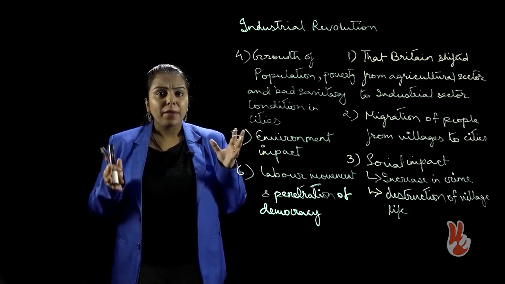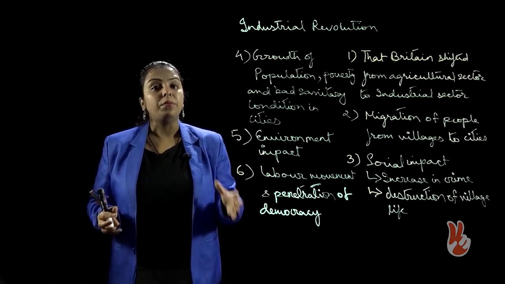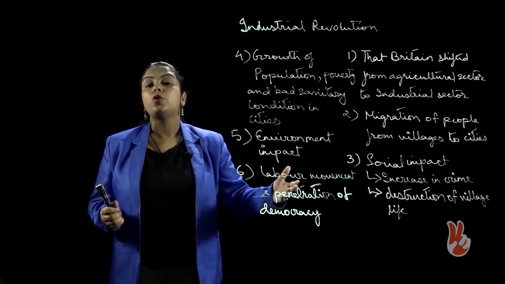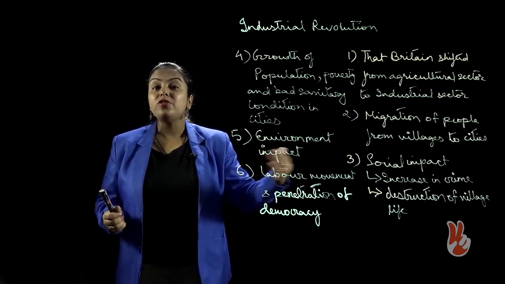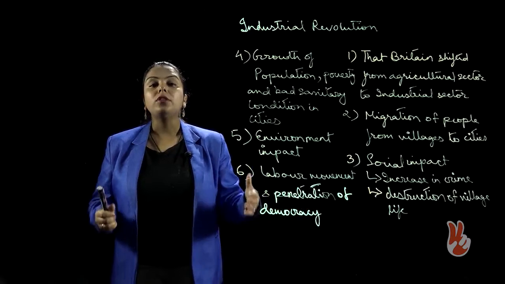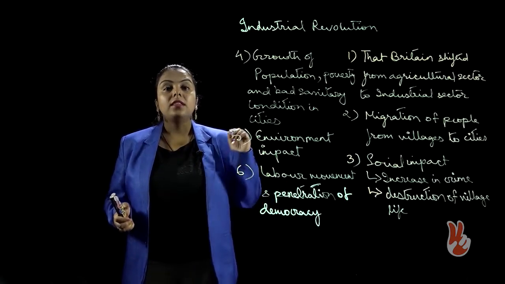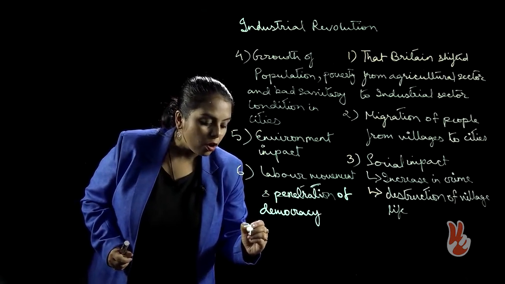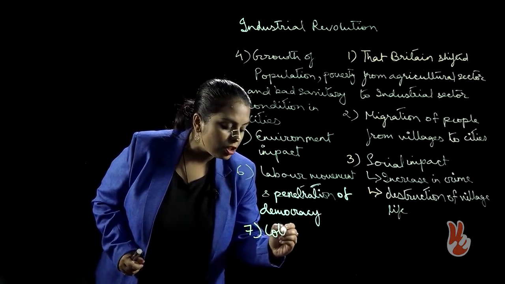These were major changes that happened because of industrialization, and it hastened the process of democracy and the penetration of democracy among the people and masses. The last impact of the industrial revolution was obviously colonialization.